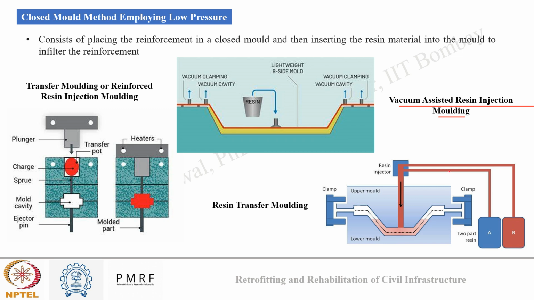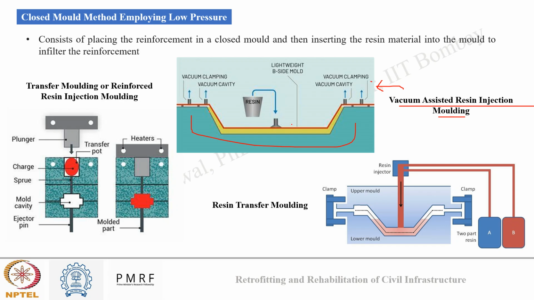Resin is added into the mold containing the fibers, and vacuum cavities are used to suck the air out to create a pressurized compression. Okay, so this is vacuum assisted resin injection. So we had this mold.